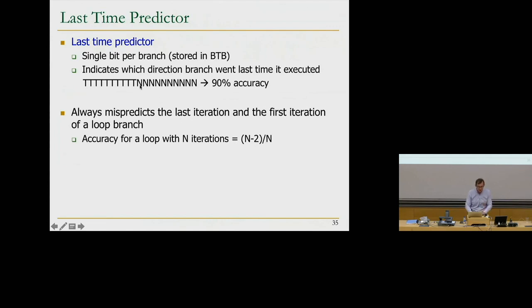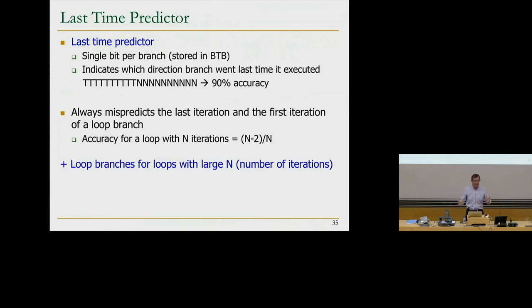If you want to think about the loop, it'll be like this. You execute the loop 10 times, and the last time, the 11th iteration, you fall out of the loop. Later, you come to the loop, execute it 10 times, you fall out of the loop again. So with n iterations, you get (n-2)/n accuracy. If your n is large, this is great. When the number of iterations is large, this works very well.